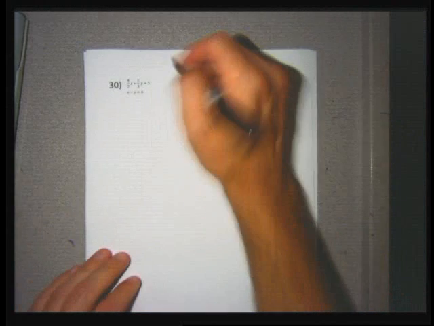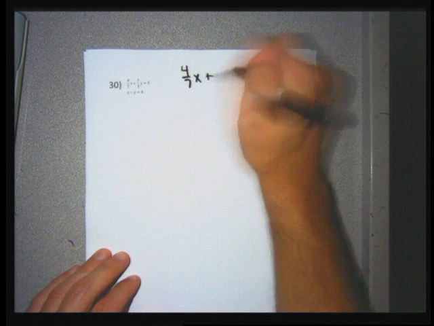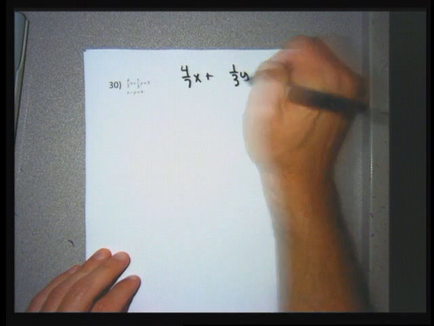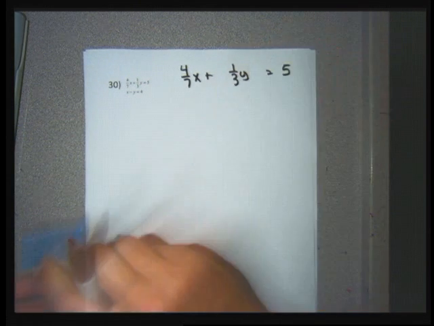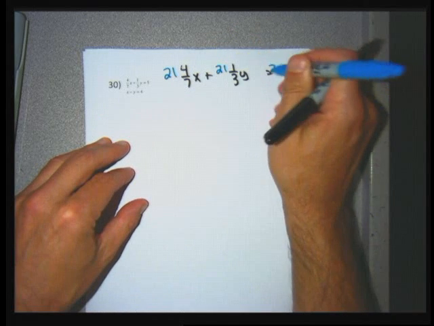Another problem with a fraction. So I need to get rid of that fraction. If I don't get rid of the fraction, it's going to be insanely difficult. So I'm going to take that top equation, 4 sevenths x plus 1 third y equals 5, and multiply by 21 to clear my fractions. So I'm going to go times 21, times 21, times 21.